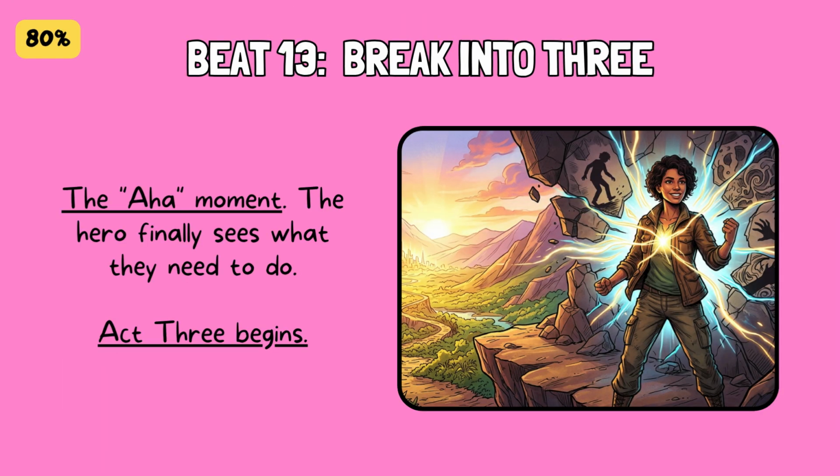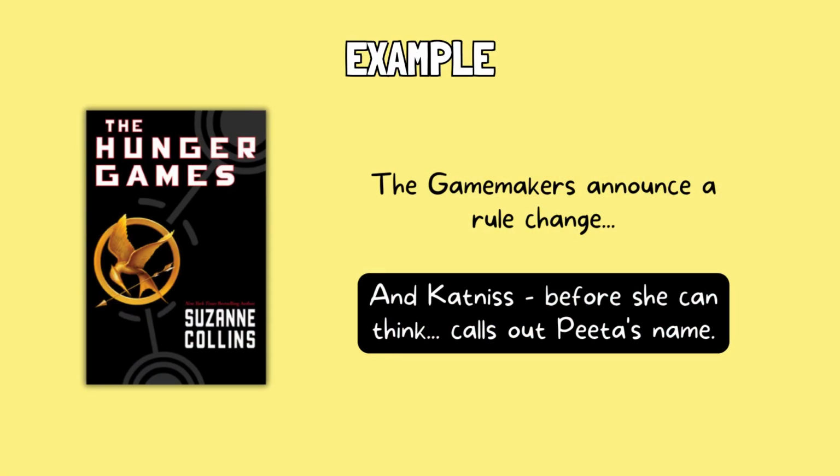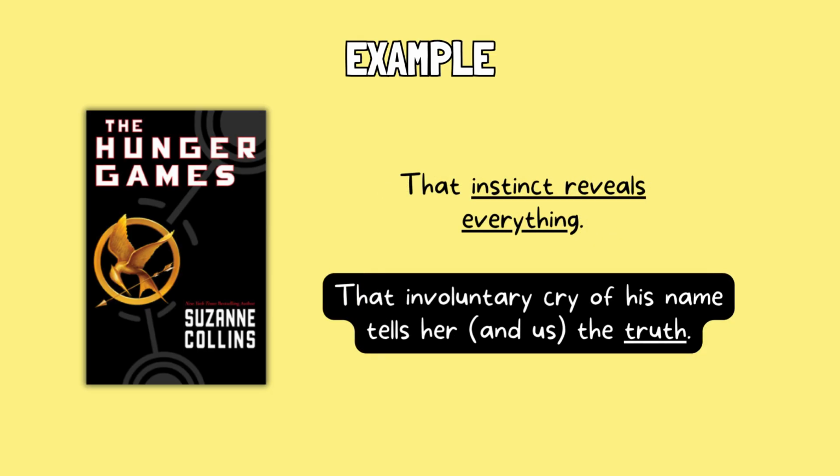The hero finally sees what they need to do, and more importantly, who they need to be to do it. Act 3 begins. The game makers announce a rule change. For the first time in the history of the Hunger Games, 2 tributes from the same district can both win. And Katniss, before she can think, before she can calculate, before she can survive, calls out Peeta's name. That instinct reveals everything. She's been telling herself it's all strategy, that she's faking the romance, that survival is all that matters. But that involuntary cry of his name tells her, and us, the truth.